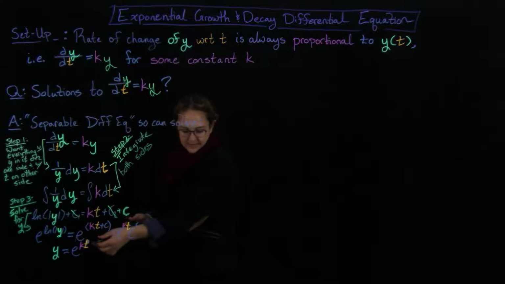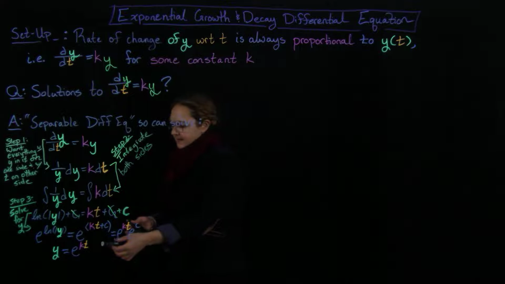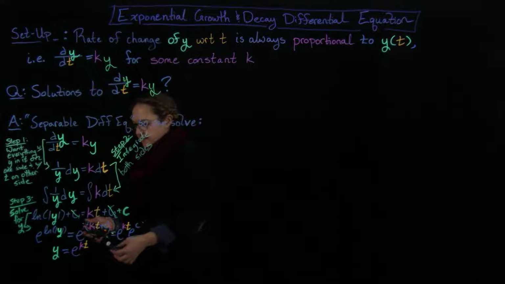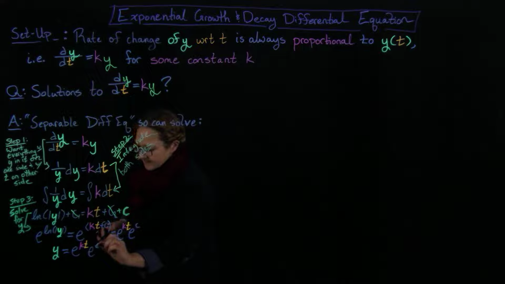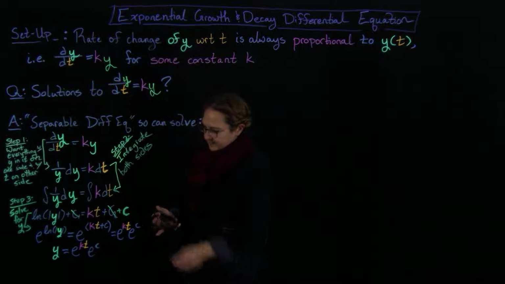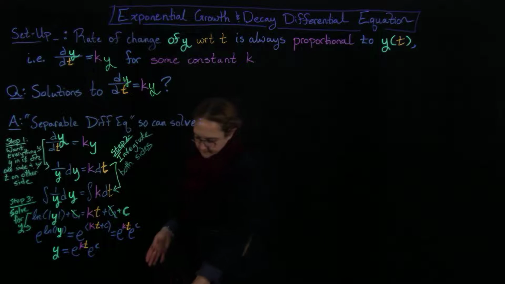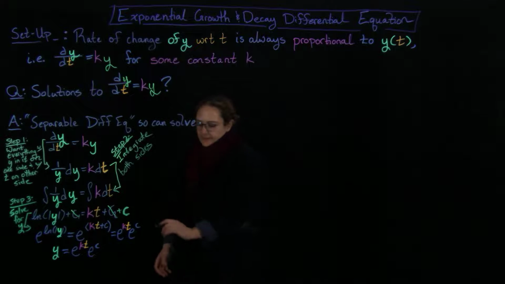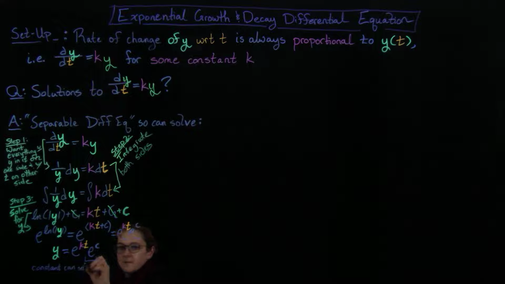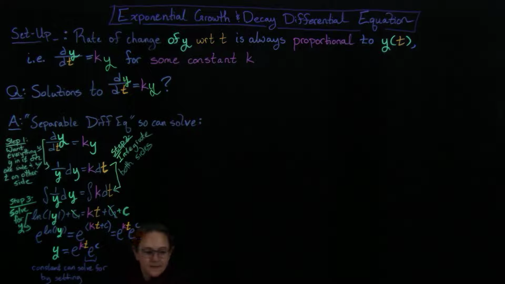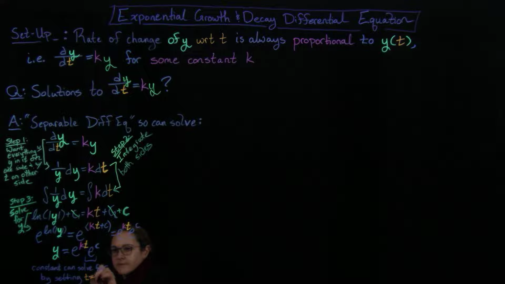We get here that y equals e to the kt times e to the c. This is a constant which we're going to be able to solve for by setting t equal to 0.